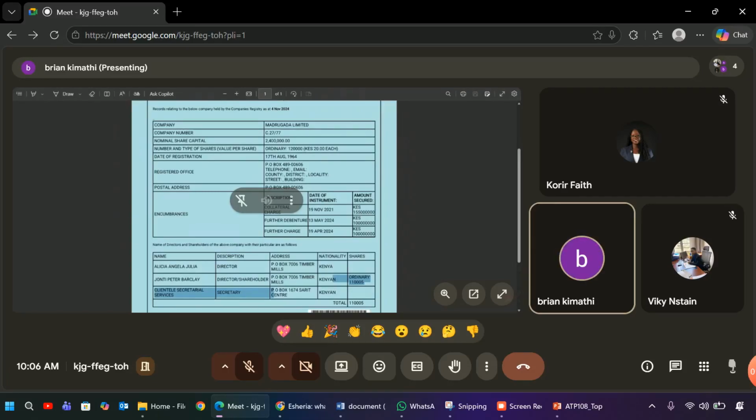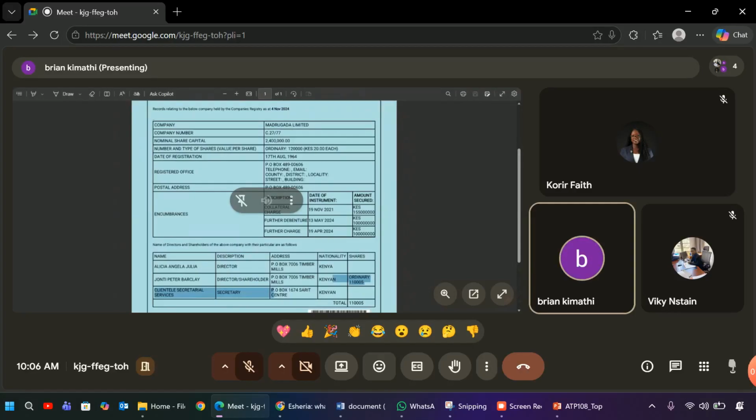Shares in a company are not movable property. That's the first thing. The second thing about shares and land is that they are real assets. So why are they real assets? The first thing is you can charge them.